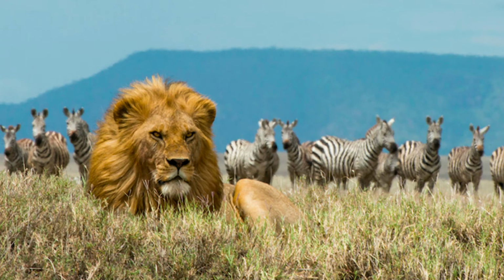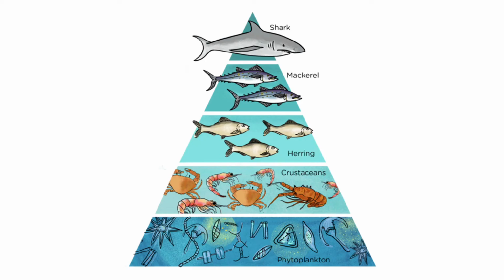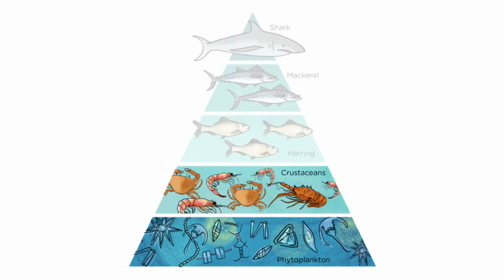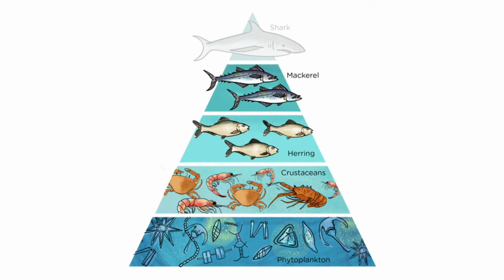The energy transfer across trophic levels in the food pyramid is not only true for terrestrial biomes, it also applies to marine life. This is an example of a typical marine food pyramid, showing phytoplankton, crustaceans, and small fish like herrings and mackerel underneath the top predators, sharks, at the top of the food pyramid.